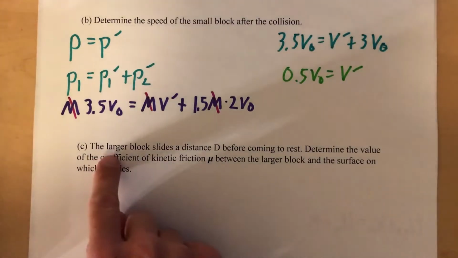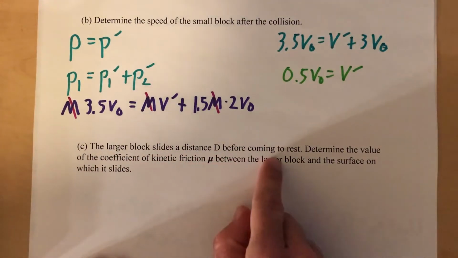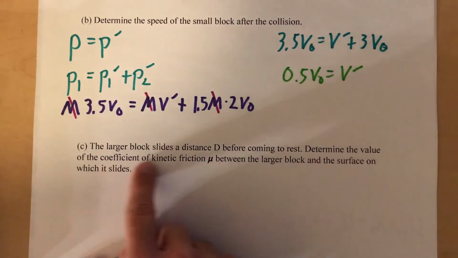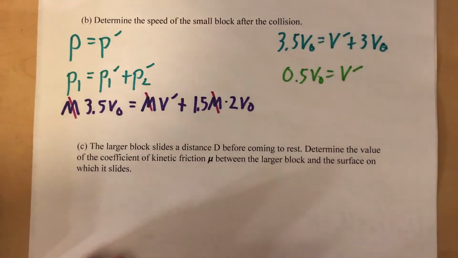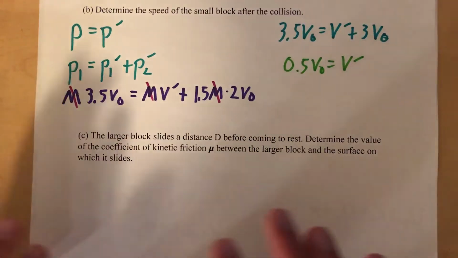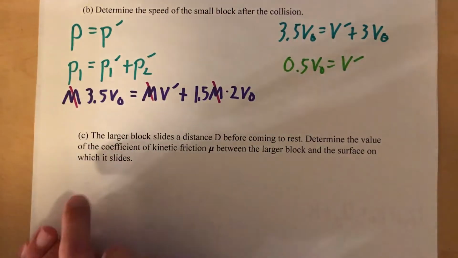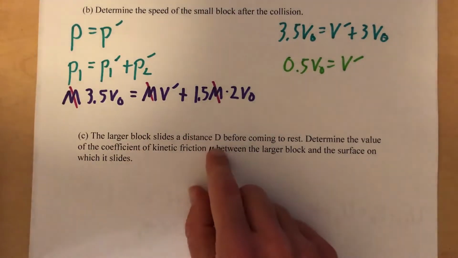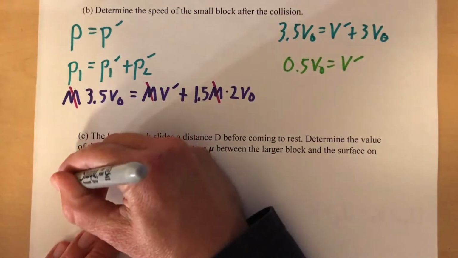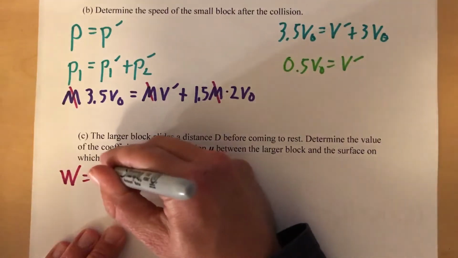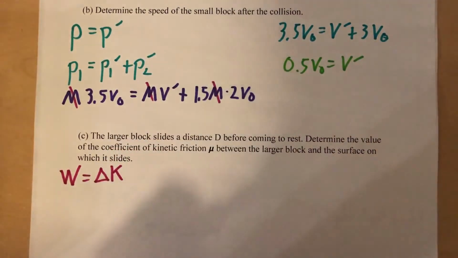Now, they have the larger block slides a distance d before coming to a rest. Determine the value of the coefficient of kinetic friction mu between the larger block and the surface on which it slides. This is a work energy theorem problem. When you see something sliding a certain distance and they're asking about mu, it's always a work energy theorem problem. So let's write that out. Work is equal to the change in kinetic energy. Let's plug in for those.